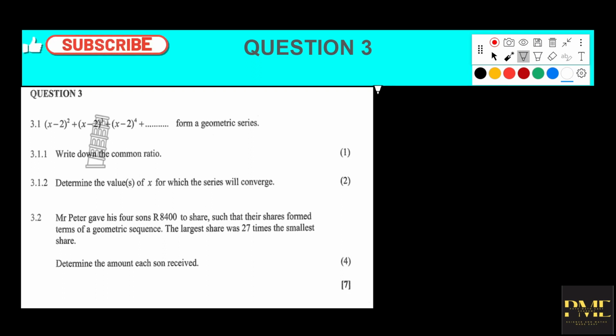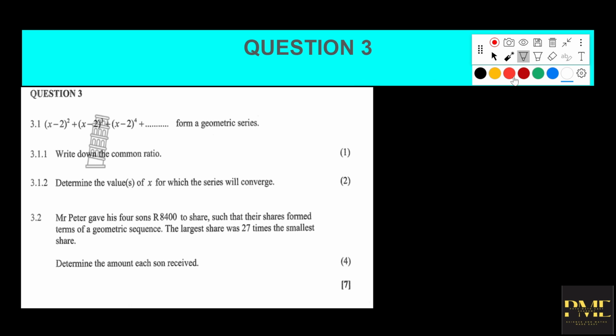Okay, guys, so let us move on to question 3. 3.1 reads as follows: (x minus 2) squared plus (x minus 2) cubed plus (x minus 2) raised to the power 4 plus, and then we've got our dots there, forms a geometric series.